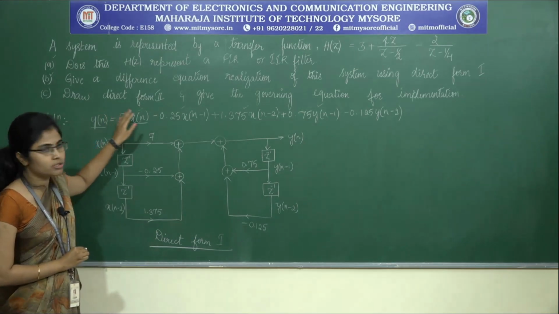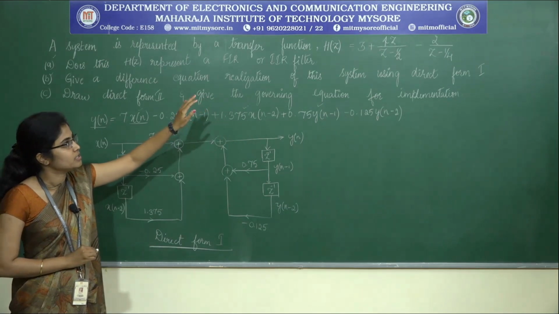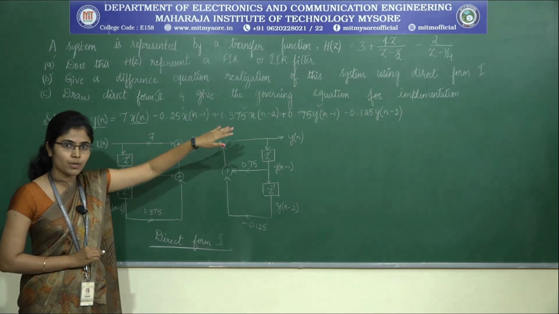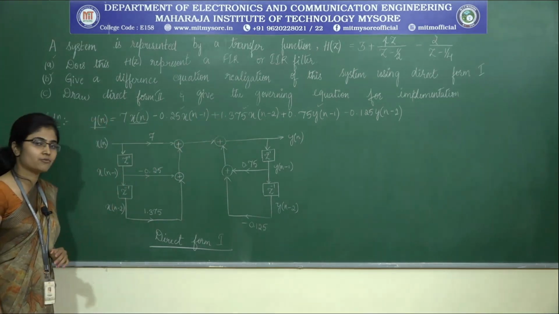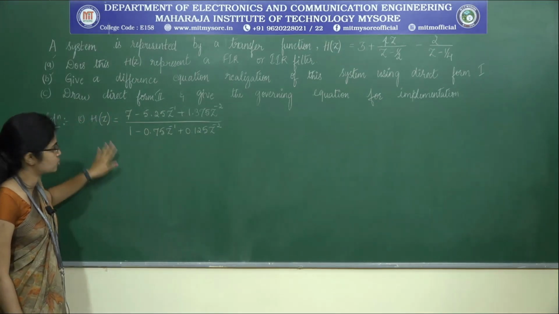Now, let us move on to the third question, where the given transfer function should be used, and with the help of that transfer function I need to find the governing equation. Then with the help of the governing equation I should draw which structure? Direct form 2 structure. Moving on to the last question, I have written H of z.